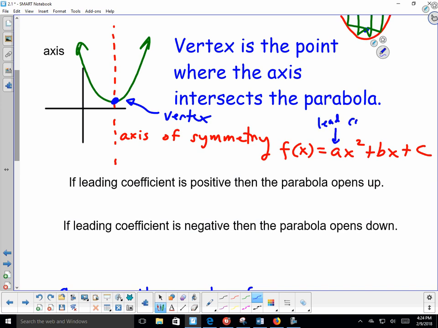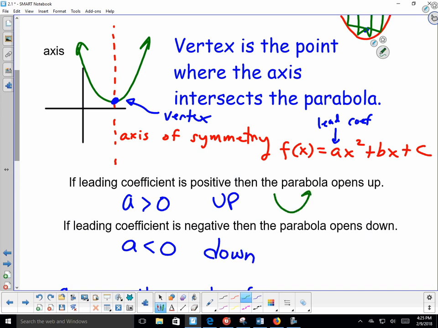That's the leading coefficient. So if A is greater than 0, then the parabola opens up. If A is less than 0, that parabola is going to open down. So the picture here would look something like this.